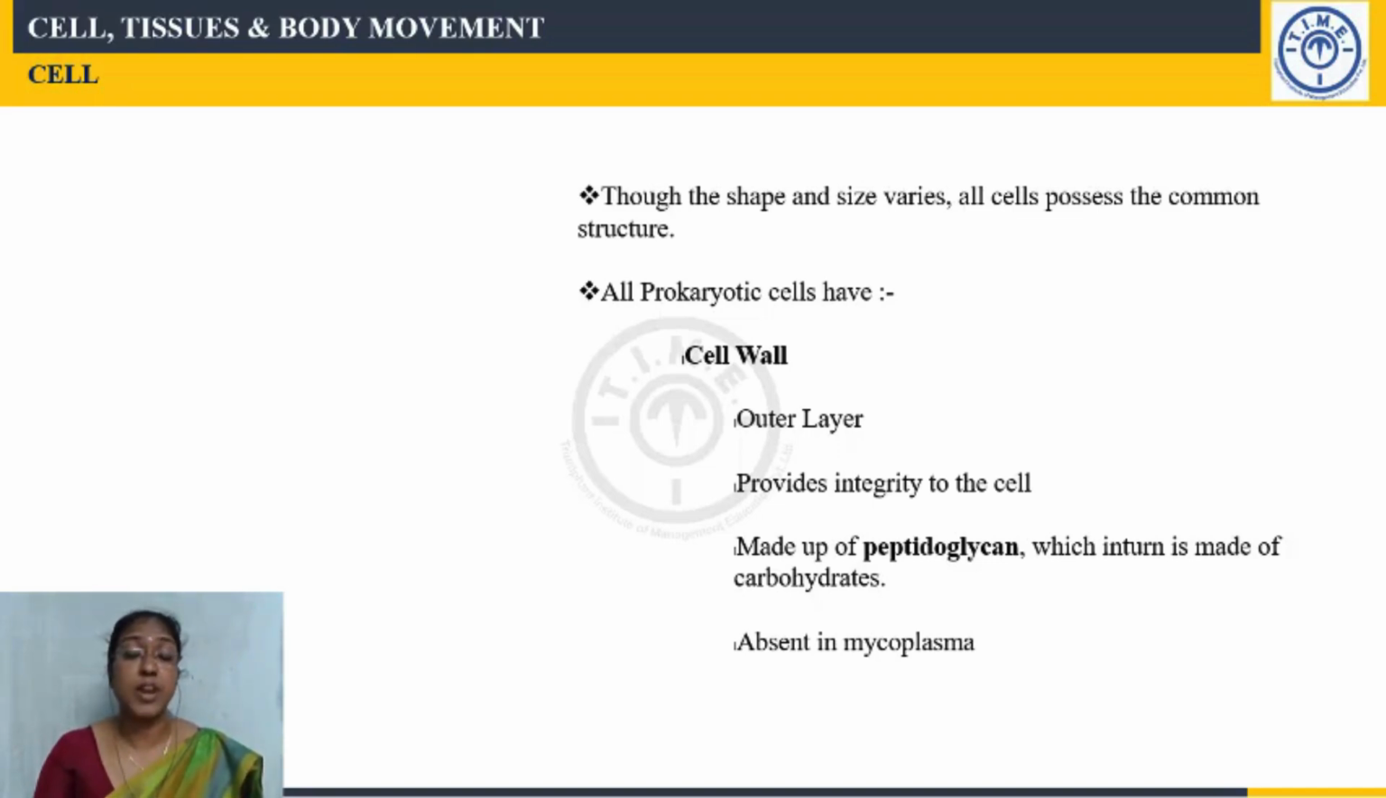Mycoplasma is a group of organisms coming under prokaryotes, and they are the smallest living cells, and many of the mycoplasmas are pathogens in plants and animals. What is the peculiarity? Most of the mycoplasmas do not have a cell wall, and they can survive without oxygen. So they are also pathogenic. Pathogenic means what? They are disease causing.